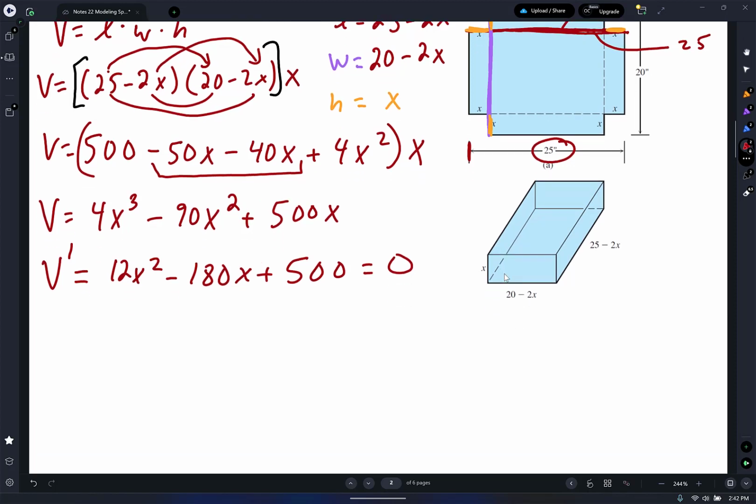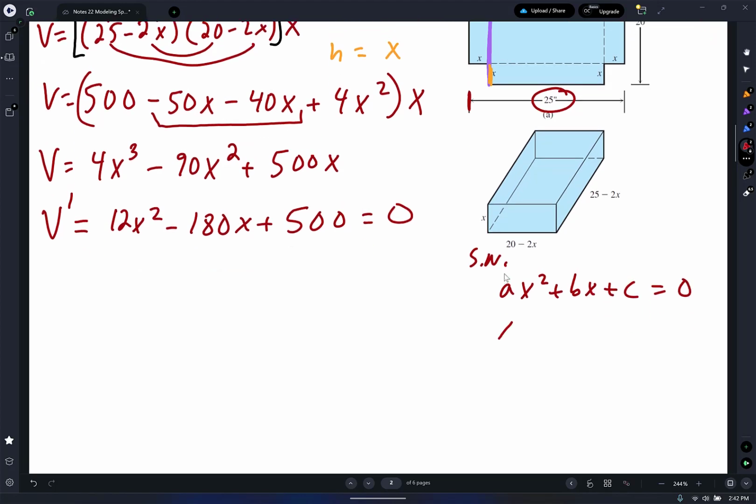Here's how you do it. What rule do I got? It's a quadratic. So what formula can I use to solve for x? The quadratic formula. Do you remember the quadratic formula? Side note, write this down. Ax squared plus bx plus c equals 0. You can always use it for this. And to solve for x, you do this: x equals negative b plus or minus the square root of b squared minus 4ac, all over 2a.